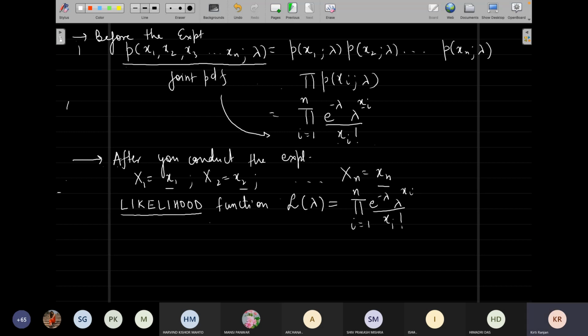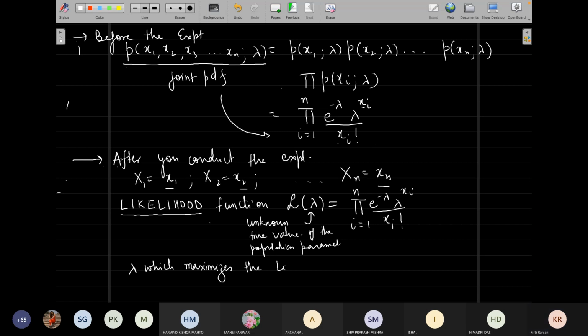So the same function is now a function of the unknown true value of the population parameter. The question comes, how to get the value of this lambda? And there lies the concept that we are going to find the value of lambda which maximizes the likelihood function. This is all about maximum likelihood. When we maximize this likelihood, it means that our observed data will give the best estimate of our parameter. This is all it means.